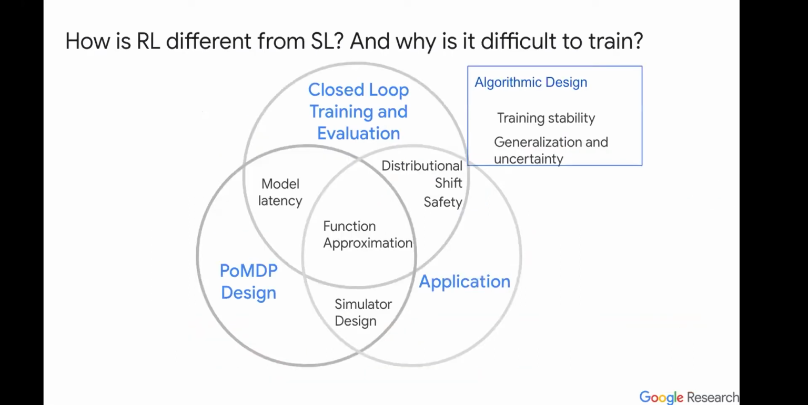All right, so back to this diagram of three pillars. Where they're different is that we're dealing with model latencies experimentally, function approximations experimentally, simulator design experimentally, and then inherently we need to care about distributional shift, safety, and generalization. That is being dealt with as algorithmic design to provide both training stability and generalization and uncertainty. And this is why we now have this graph with a whole bunch of algorithms. This is why they're popping out like mushrooms. It's a hard problem.